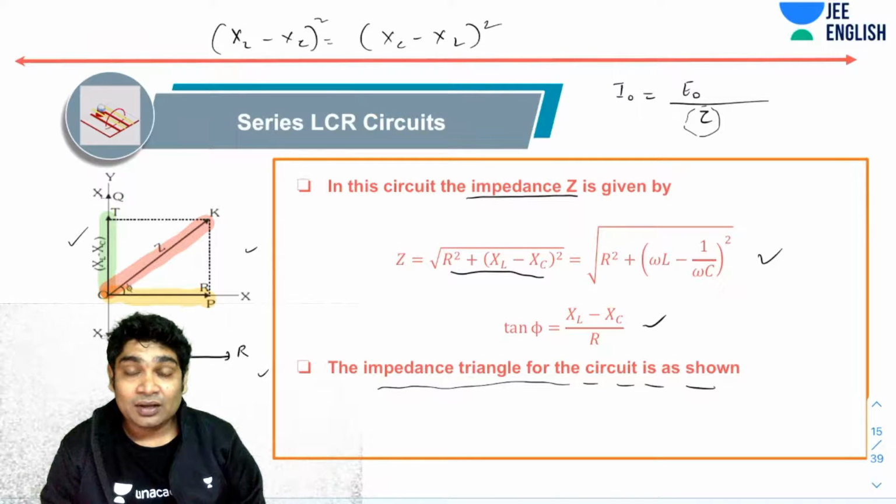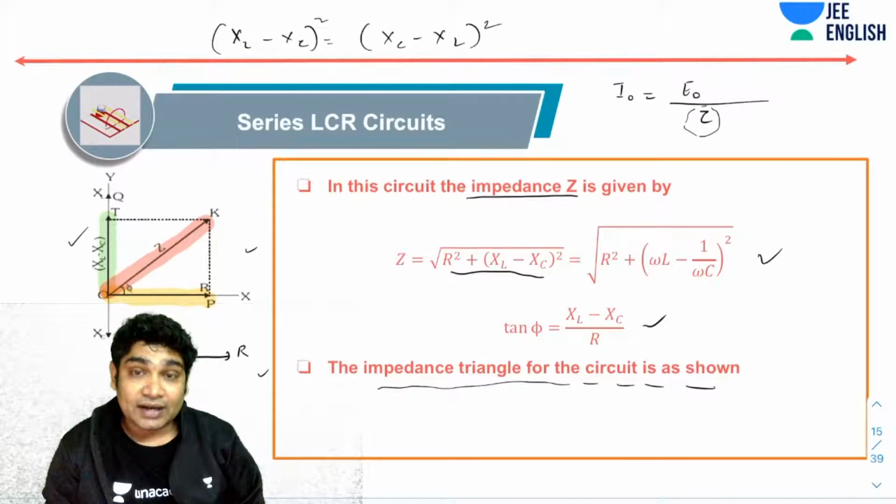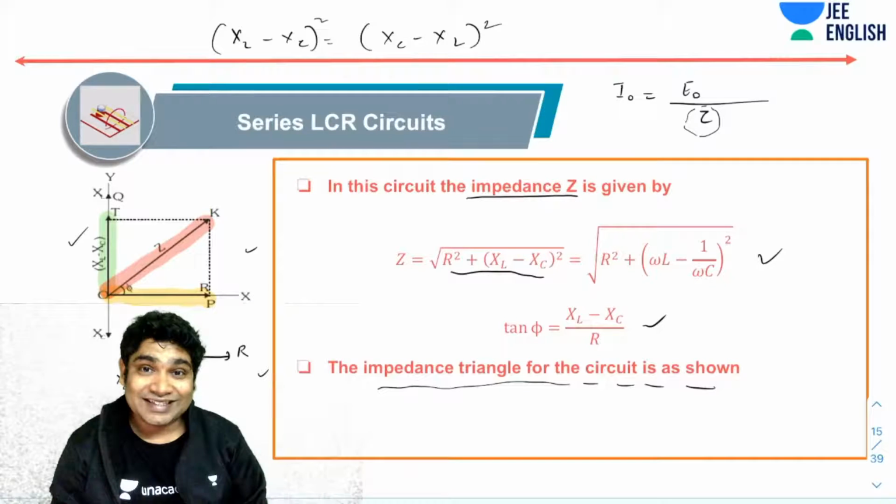You would have known that the net voltage would have been in the direction of the net impedance in the impedance triangle, and the current phasor would have been along the resistor in the case of this impedance triangle.